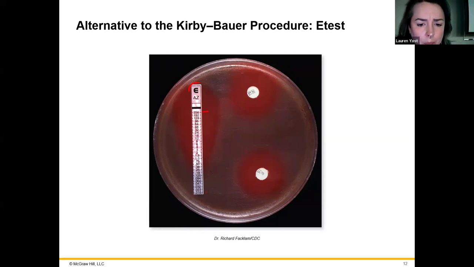All the way down to the bottom, this is 0.016. This is talking about concentrations of the antibiotic within the strip. So as you go down the strip, you have less and less antibiotic. So somewhere around here, where that teardrop meets the strip, that is our minimum concentration that you need to be effective. Similar concept to what we have with the zone of inhibition, but we're not doing any calculating here. The strip is basically telling you the value straight. So that's a pretty useful one.